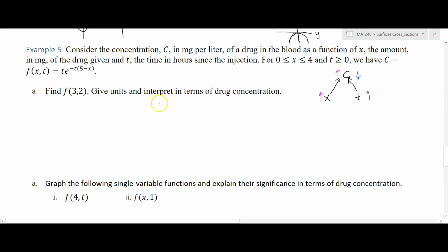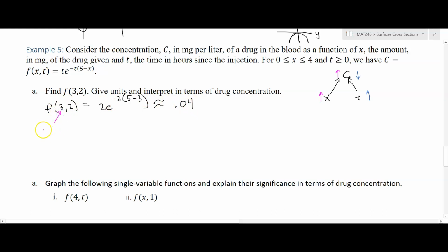So find f of 3, 2, give units, and interpret in terms of drug concentration. So f of 3, 2 requires us to hold x at a value of 3 and t at a value of 2. So it's going to look something like this. This will be 5 minus 3. And we can approximate this with our calculator, which gives us about, to 2 decimal places, 0.04. So we have to think about what components we plugged in here.